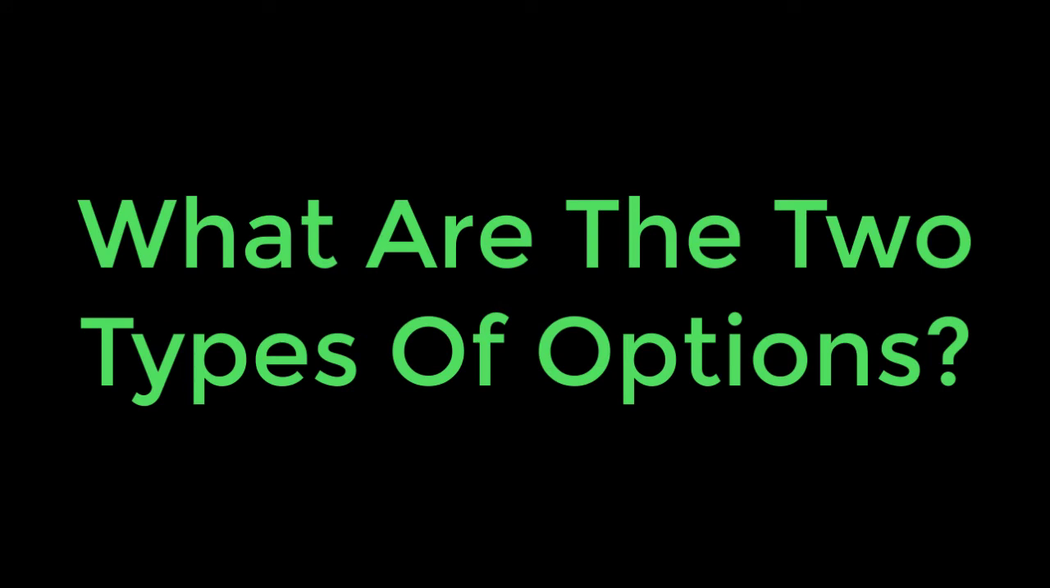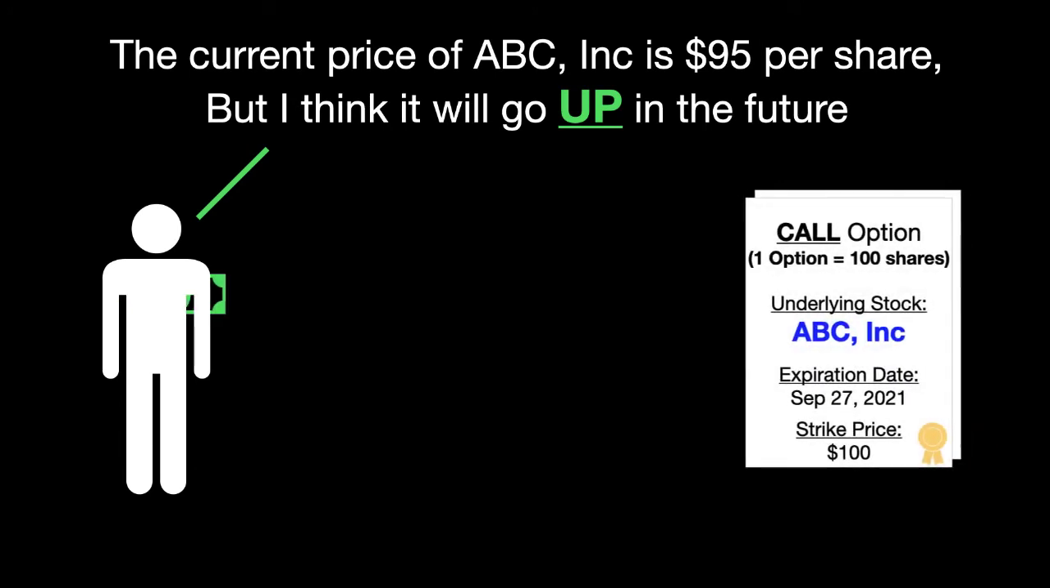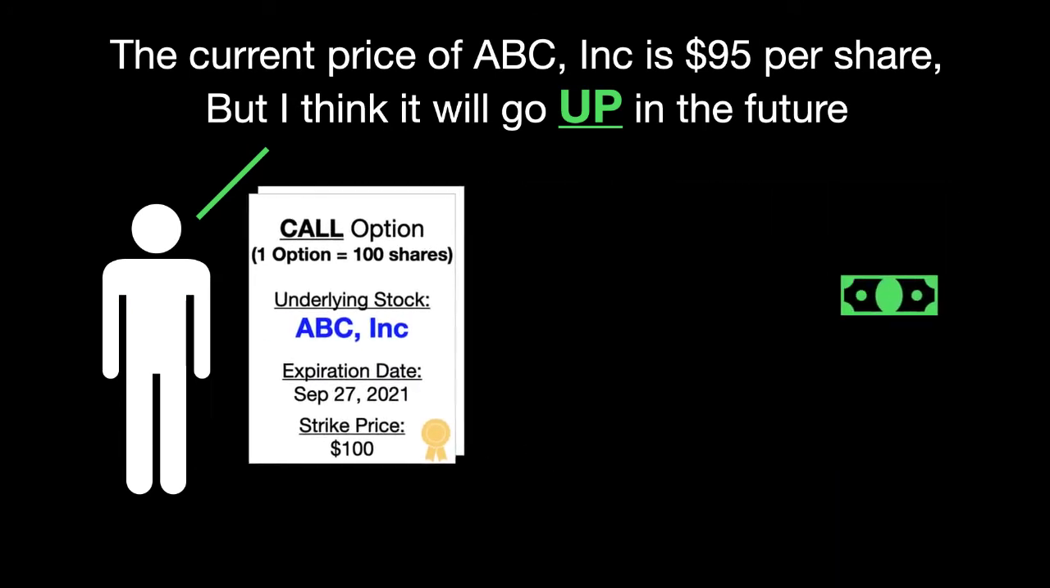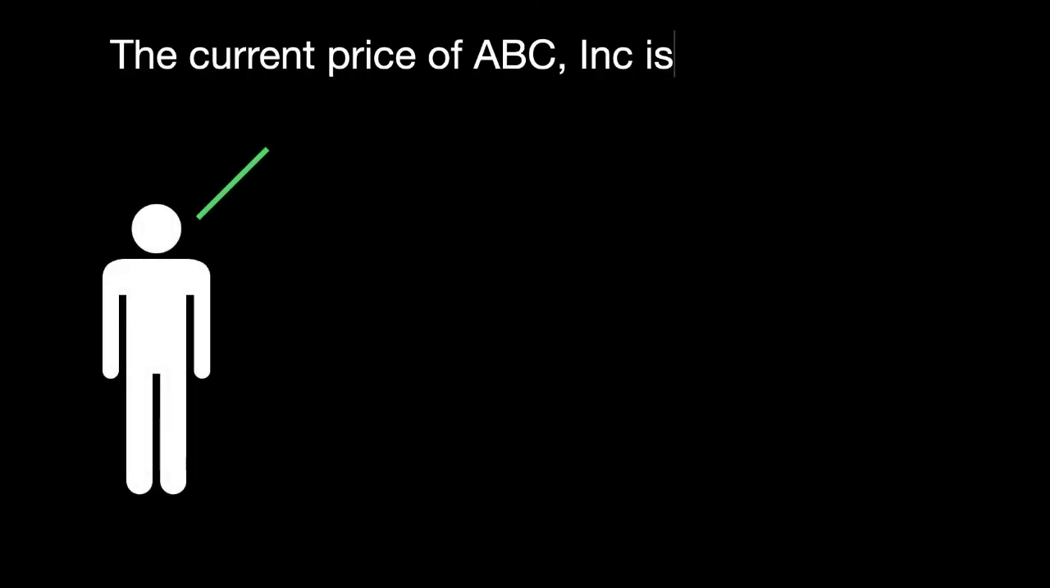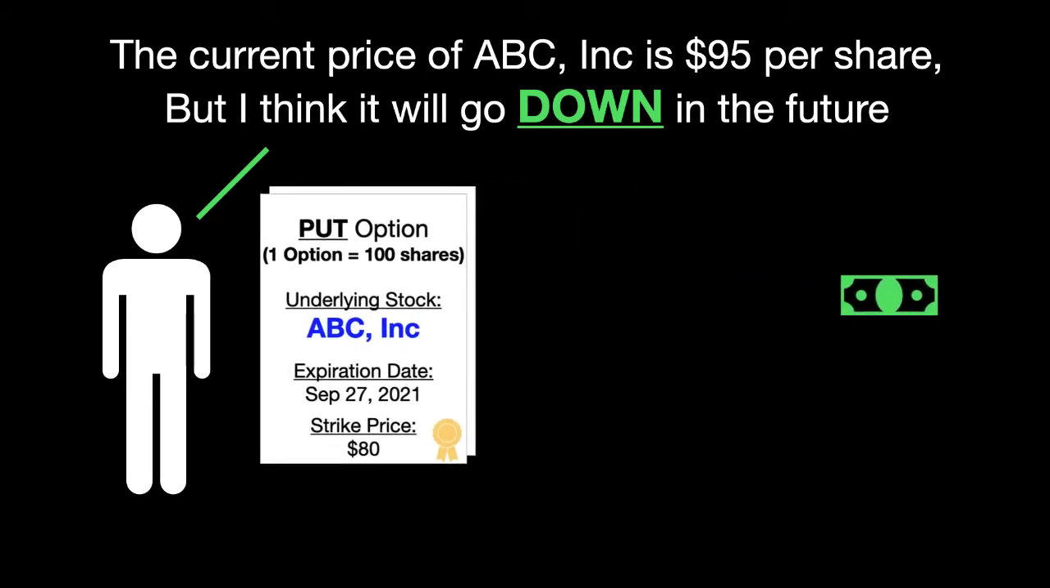Now, there's two types of options. First, there's something called a call option, and the other type is called a put option. So let's take a look at the first one, the call option. If I buy a call option, I'm buying it because I expect that the underlying stock will actually increase in price. Now, if I buy a put option, I expect that the underlying stock will actually decrease in price.